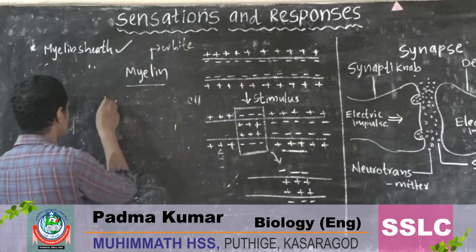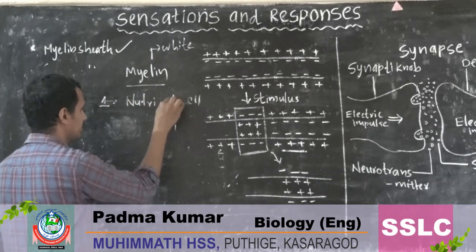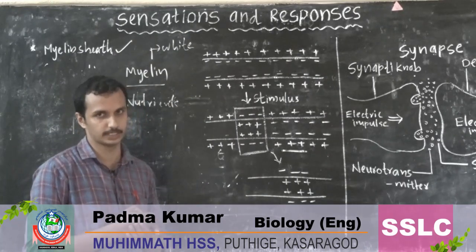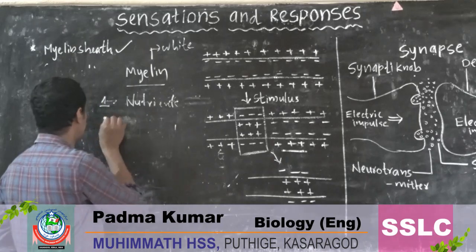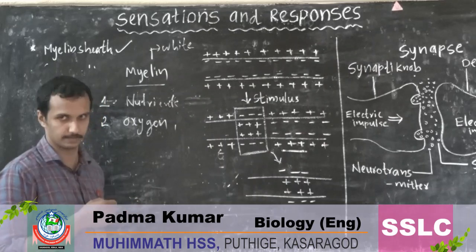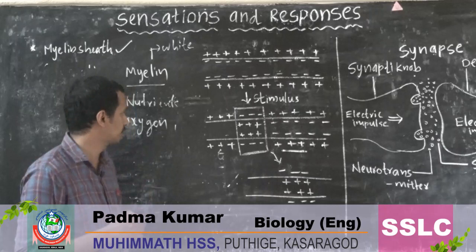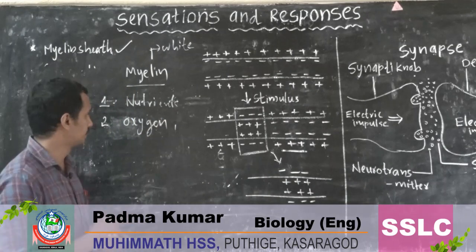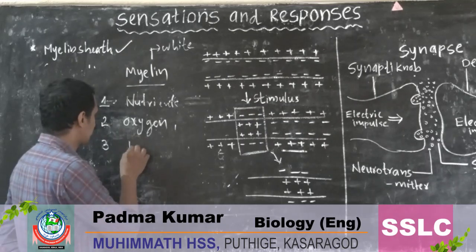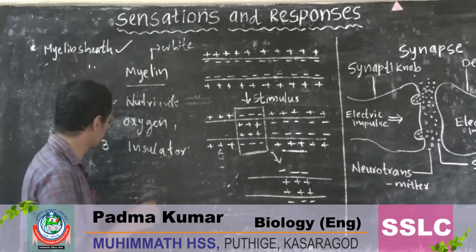First, you can write it provides nutrients to the nerve cell or axon region of the nerve cell. Then you can write it provides oxygen for the nerve cell. What are the functions of the myelin sheath that we are discussing here? First, it provides nutrients, it provides oxygen, then it acts as an insulator.